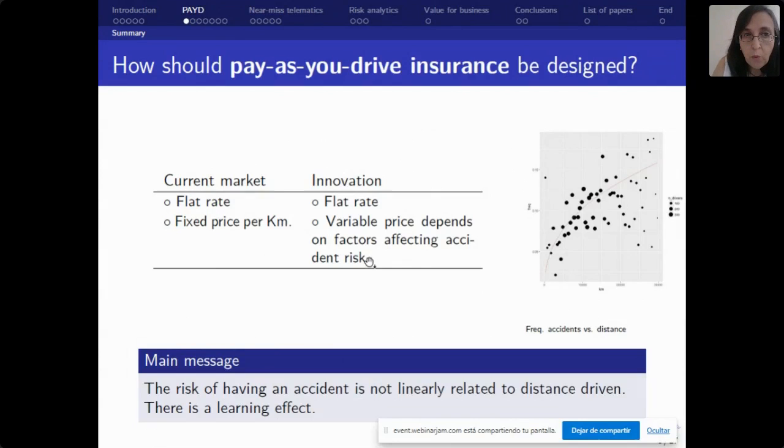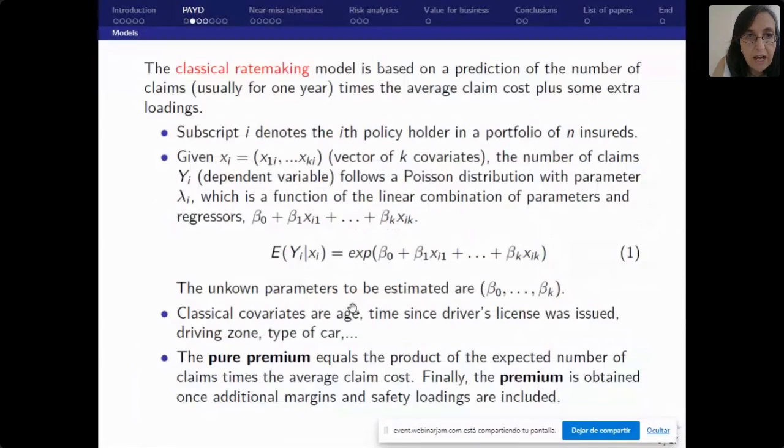Okay, now I'm going to overview quite fast the methods that we are using to discover all these findings in this context. I'm just going to go quite fast. In the classical model, what is predicted is the number of claims, which is the number of accidents that are reported to the insurance company. Essentially, we have an insurance policyholder i in the portfolio of our company. We have a vector of covariates, and the dependent variable is the number of accidents that we have observed over a period of time.